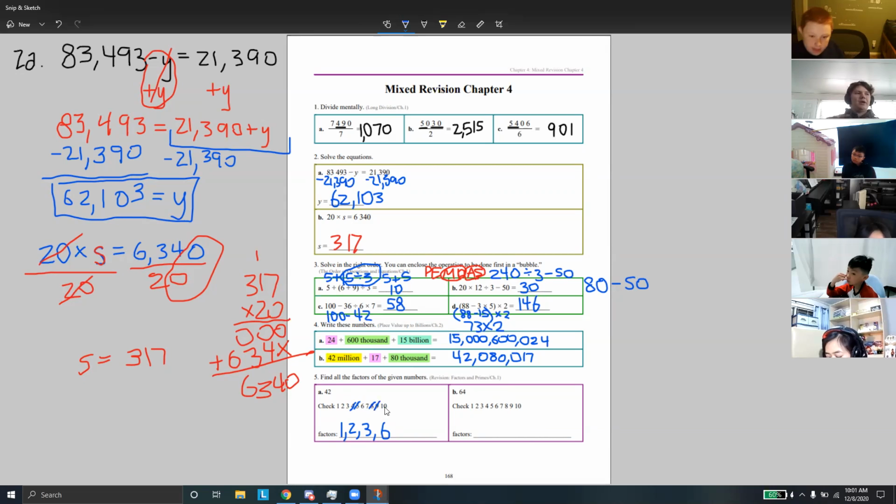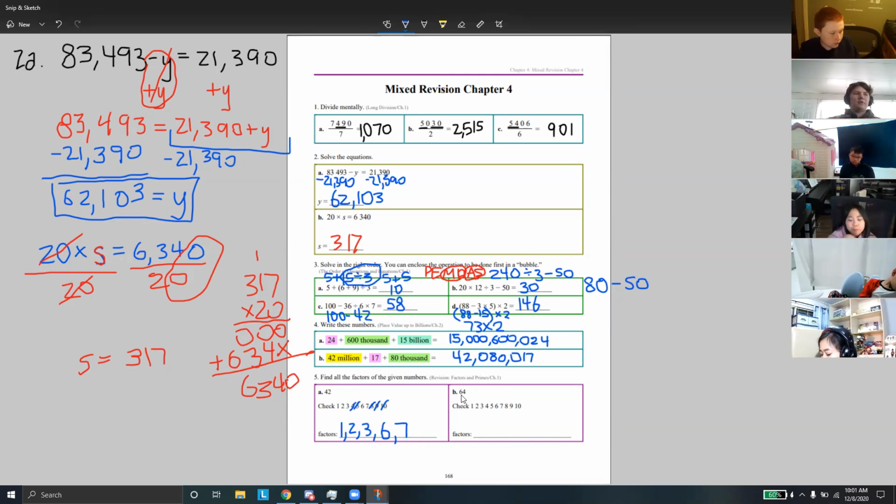So can 9 go in? No, 9 can't go in. And 10 also cannot go in. So we have 4 factors for 42. At least these are 4 factors out of the first 10 numbers. Mr. Barry, you forgot to write 7. Include it. Okay. Great. So these are the first 5 factors of the number 42.